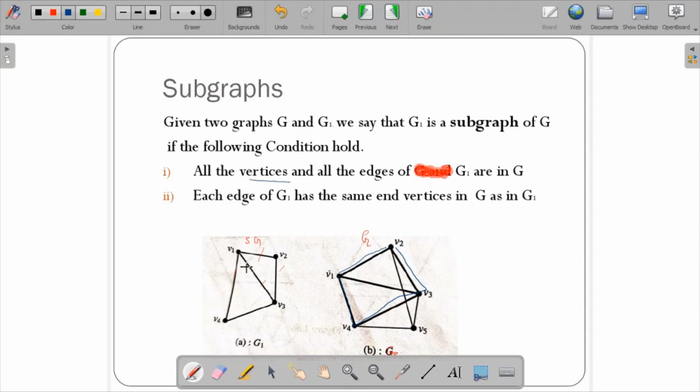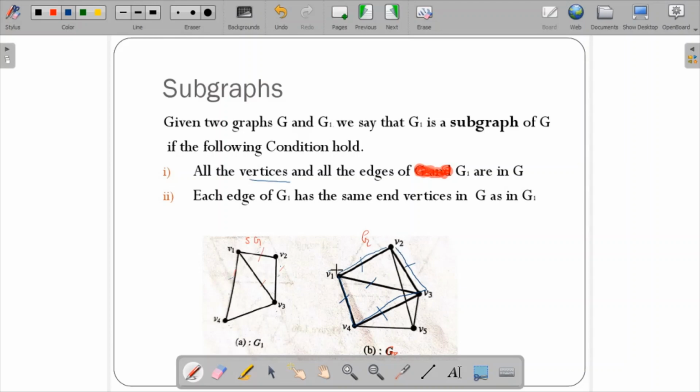Check for the corresponding edges also. V1 to V2 is there. V2 to V3, it's there. V3 to V4, it's there. V4 to V1, it is there. And V1 to V3 also, it is there. So all the vertices and all the edges of G1 are also there in graph G. This is an example of a subgraph.